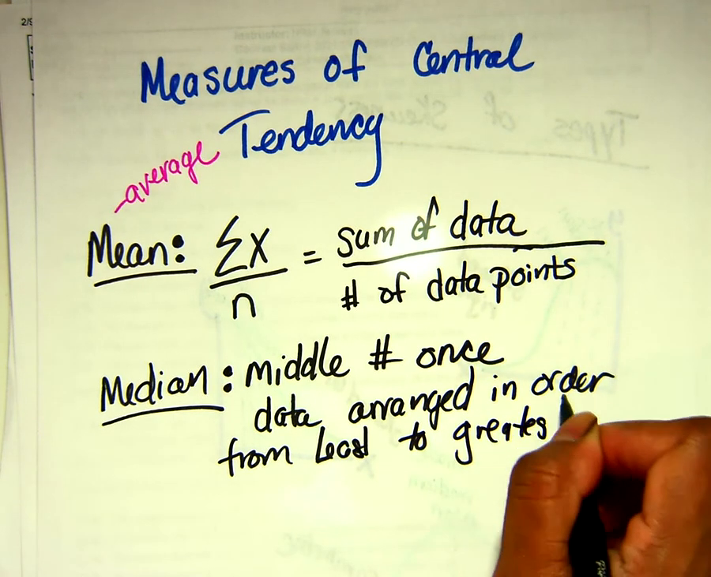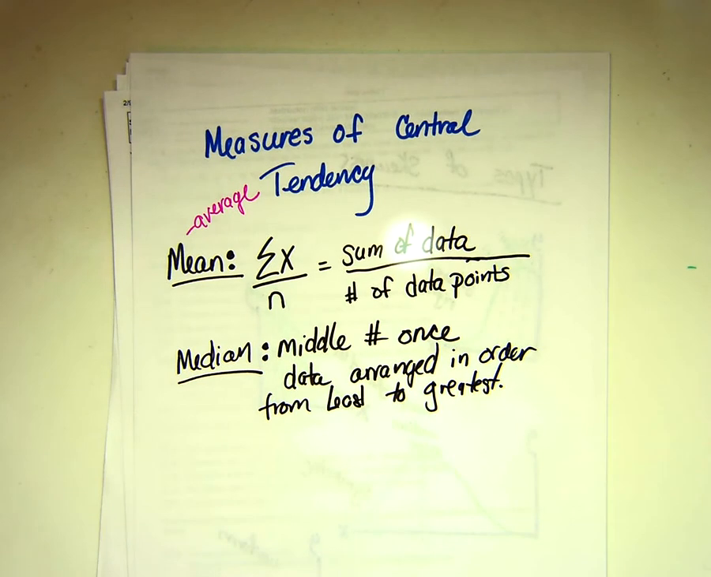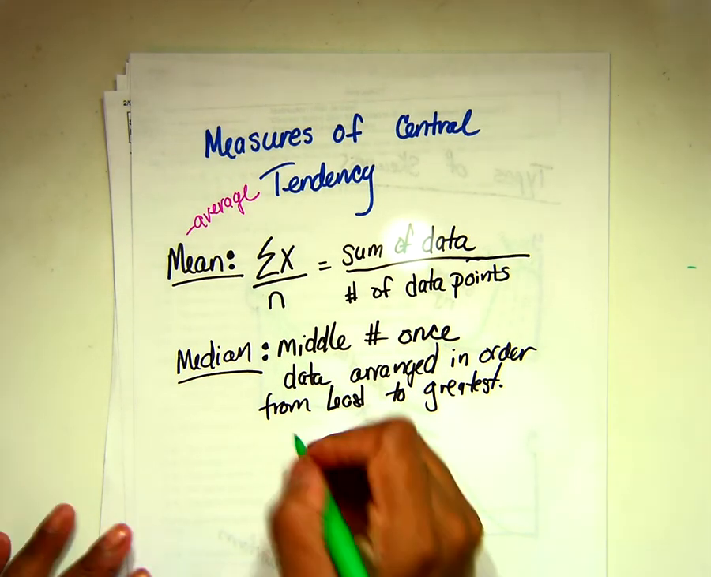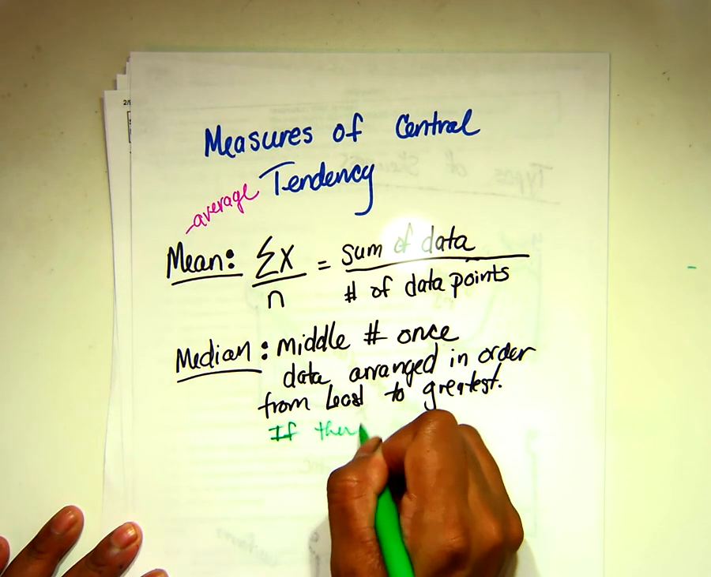Let me zoom out just a little bit. There we go. It is possible for you to have two medians. So if there are two middle numbers, you're going to add those together.